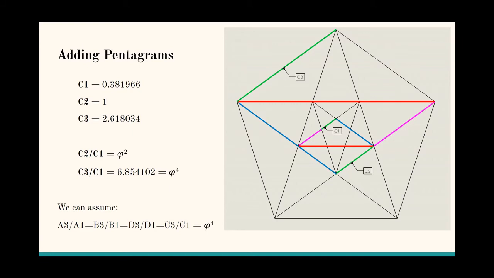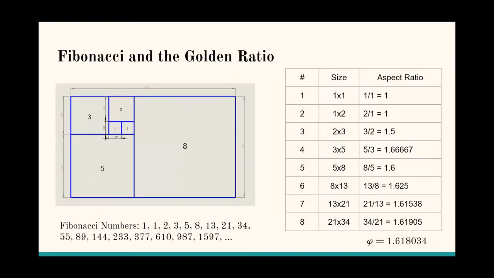So the ratios between A3 and A1, B3 and B1, D3 and D1, and as we saw, C3 and C1 will all be equal to phi to the fourth. And this would probably continue if we drew a smaller one inside or continued out drawing larger and larger pentagrams.